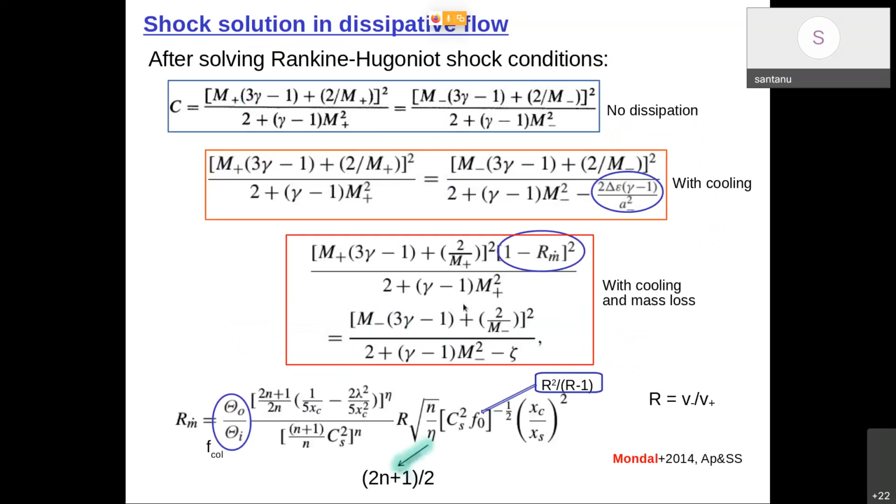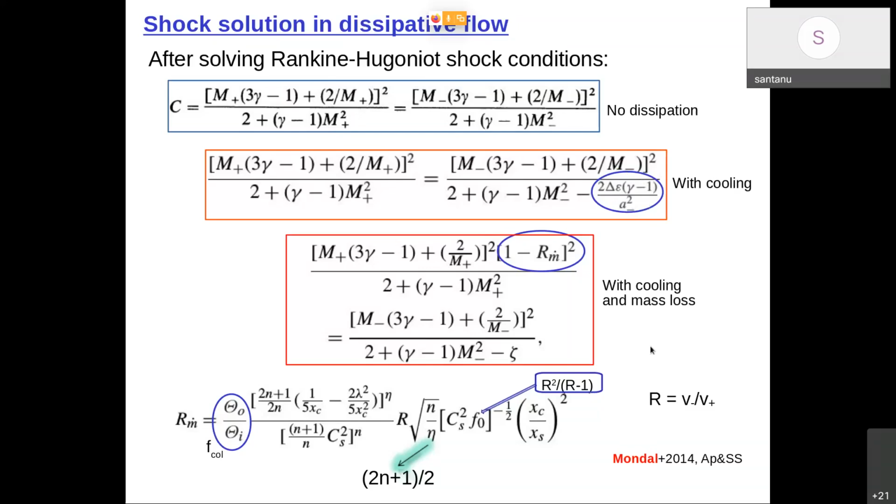If we solve these three equations, considering the energy and mass conservation equations, we can get the shock invariant quantity in terms of the Mach number just before and after the shock. If there is no dissipation in the flow, we get this solution, this invariant quantity in terms of this. However, in the presence of cooling, another extra term will come. You can see it in the blue mark.